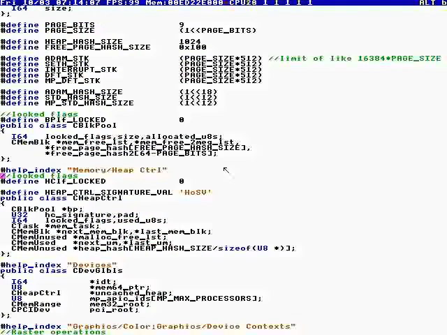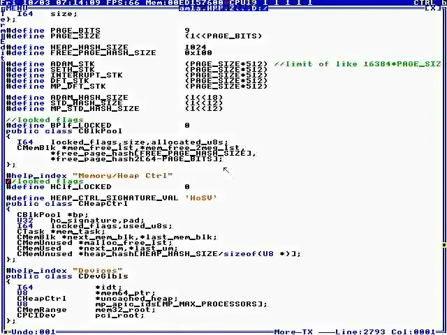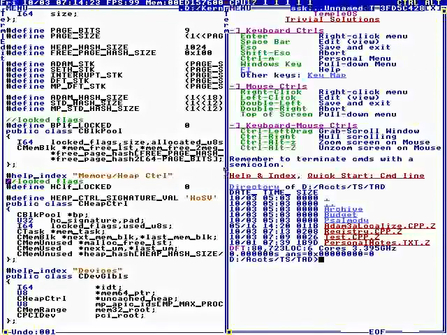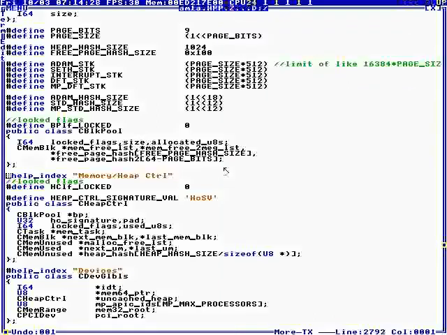And looks like we are in Atom 1A. Atom 1A is the main header file. We're right in the middle on the topic of heap control. Okay, so let me explain.